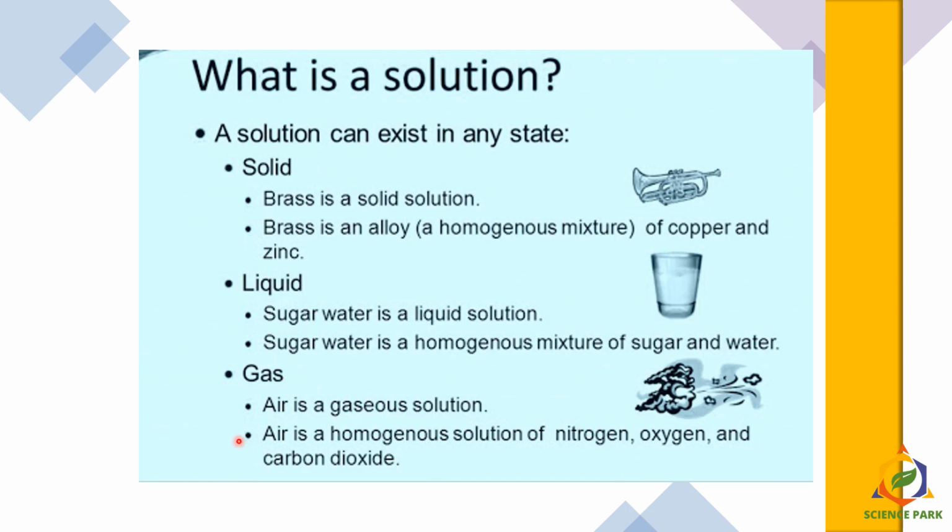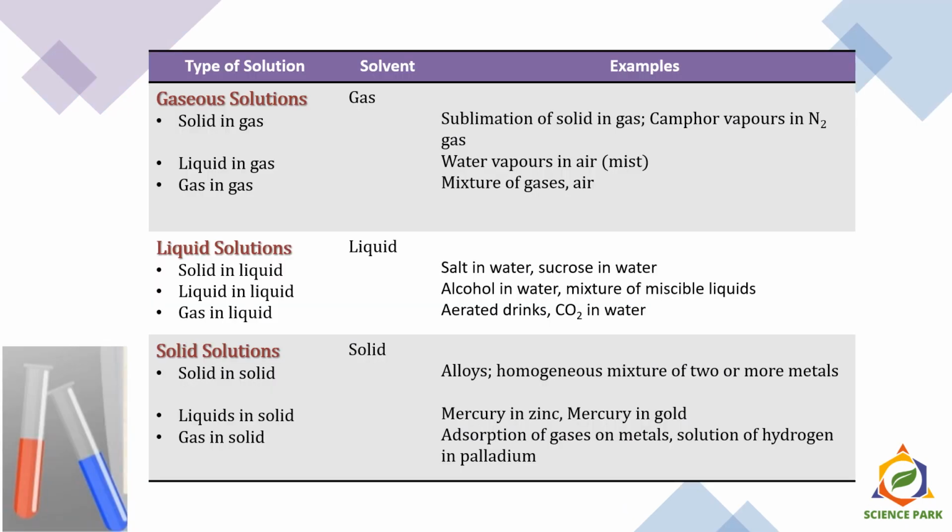So we know that there are so many components in air. We have nitrogen, oxygen, carbon dioxide, so on and so forth. So air is a homogeneous solution. Now let's summarize all the types of solutions in case of solvent as gas, liquid and solid, and see some examples of those kinds of solutions.